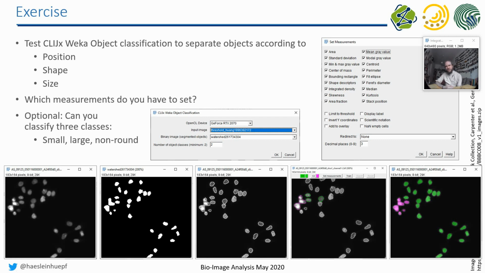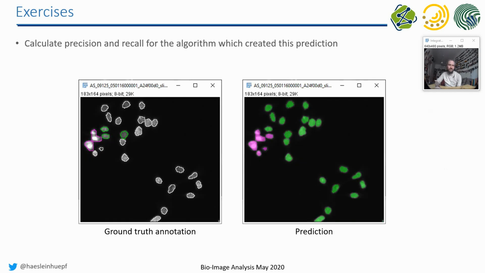If I select shape descriptors for object classification, and if I select, for example, centroid and center of mass for object classification, what is different? What happens differently here, and why is it doing that the way it's doing? So it's about gaining some experience with these tools. I would like to ask you to gain experience here.